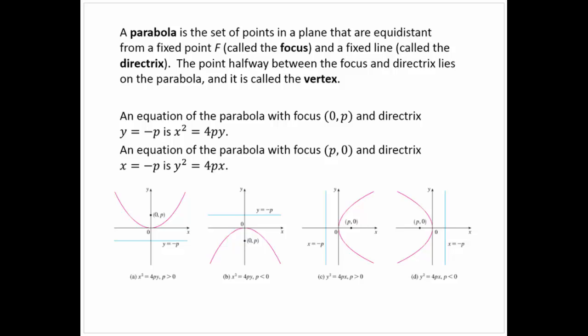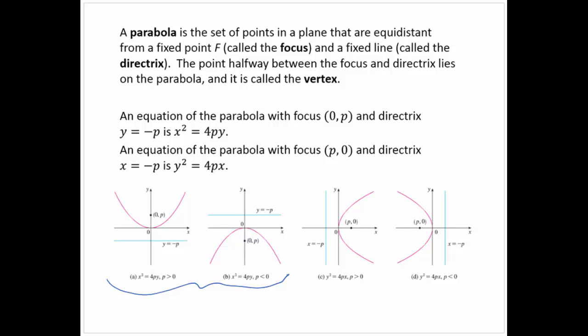In general, an equation of a parabola with focus (0, p) and directrix y equals negative p is given by x squared equals 4py. So that is these cases. x squared equals 4py, and if p is positive, the parabola opens up, and if p is negative, the parabola opens down.